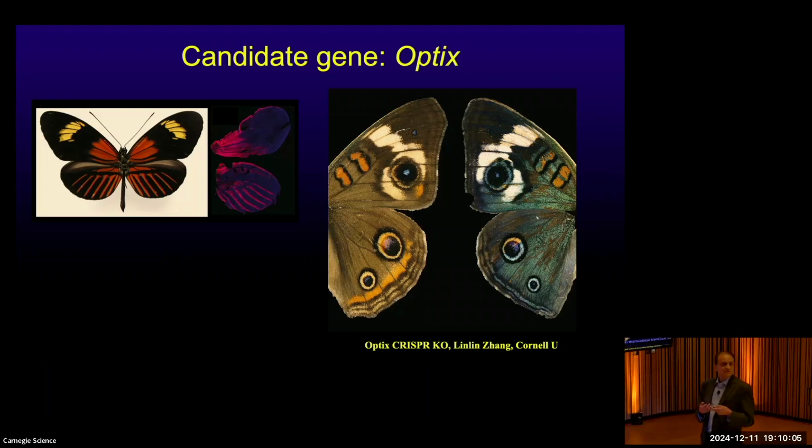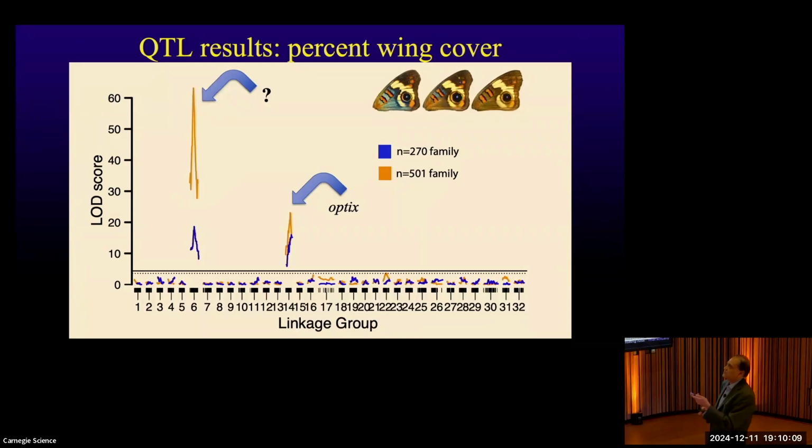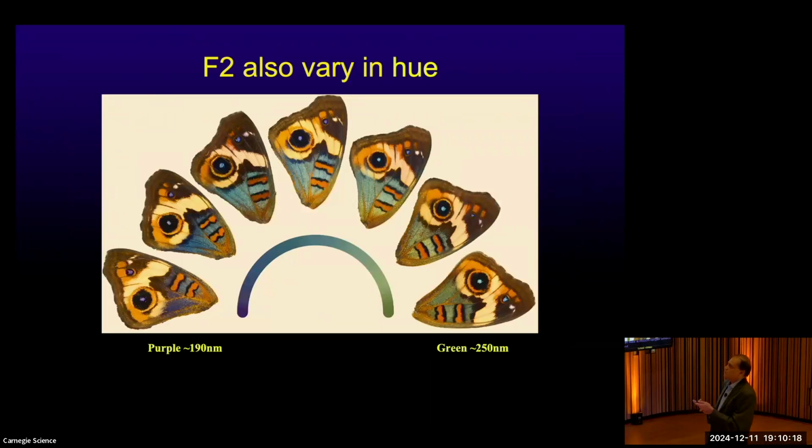But it's interesting that it's the loss of function that actually makes it blue. We don't know what this locus is, and that has a much larger effect on the phenotype. So we're narrowing in on what that gene is at the moment. But maybe what's more exciting is to look at the F2s in a different way, which is to look at the wings that have the same percent of the wing covered by the iridescence, but different hues. So in this case, you're going from purple through blue to turquoise to green.